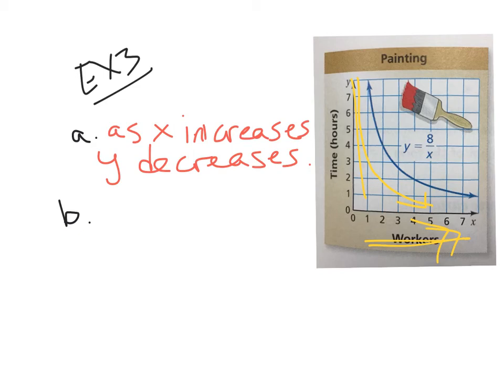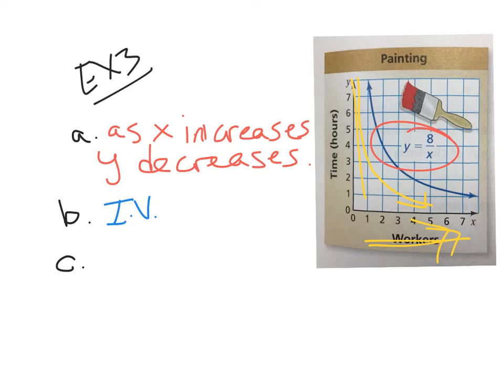Okay, for B, does x and y show direct or inverse variation? Yeah, this is inverse variation, because you can see the formula right here. So we're going to use this equation to solve for when x equals 5, how many hours would it take?